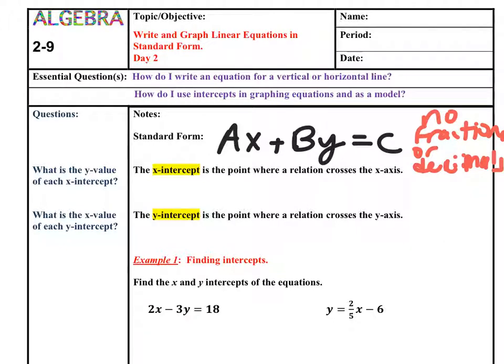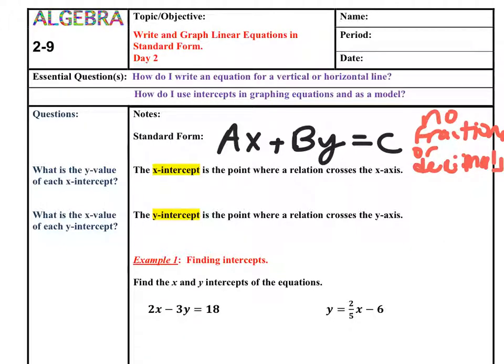If you like football, then you could think about an interception. Someone crosses and grabs a ball from the other team, right? If you don't like football, then maybe that doesn't make sense to you. But an intercept is crossing the x-axis, and so it's called an x-intercept.